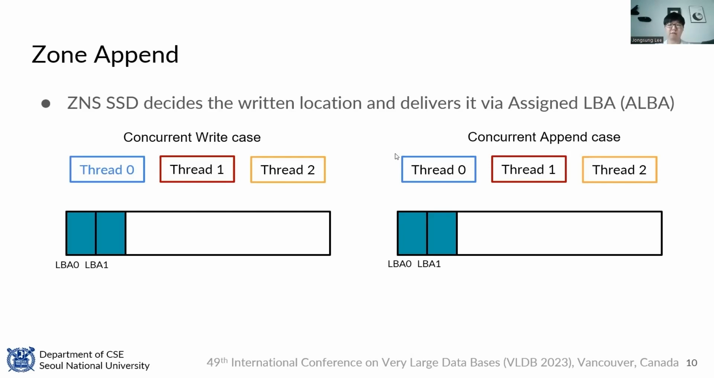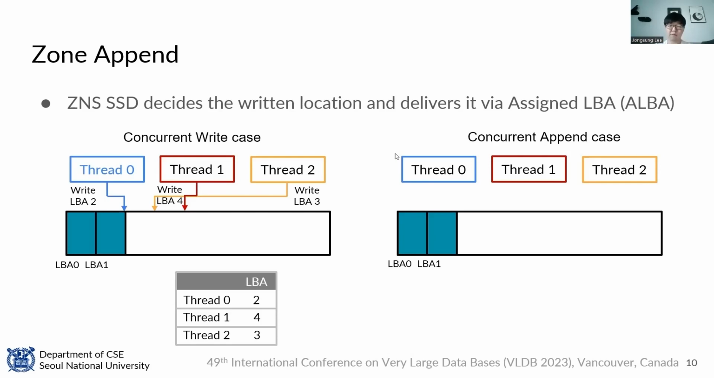Let's see the example flow of write and append below. In the case of the zone write, the application should specify the target LBA for each write request. We assume that the target LBA of each thread is LBA 2 for thread 0, LBA 4 for thread 1, and LBA 3 for thread 2. If these write requests are transferred to the device concurrently, execution order cannot be maintained inside the device. We also assume that the device handles 3 commands in the sequence of thread 0, 1, and 2.